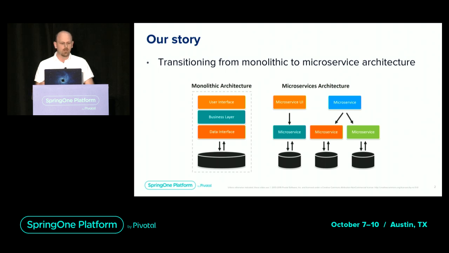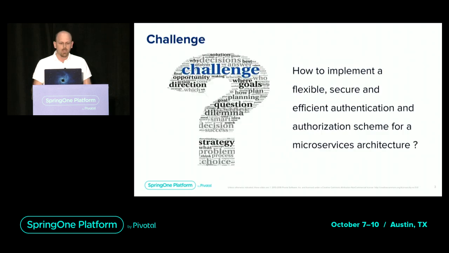We're trading the simplicity of a monolith that was slow and difficult to deploy for the distributed nature of, unfortunately, more complex microservices. And we're going to be talking a little bit about how we took on the security portion of that journey. As I said, we want to implement a flexible, secure, and efficient authentication and authorization scheme for that microservice architecture. Everyone's probably pretty familiar with the terms.